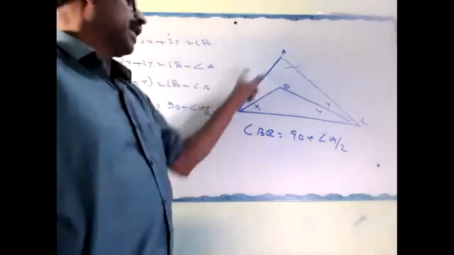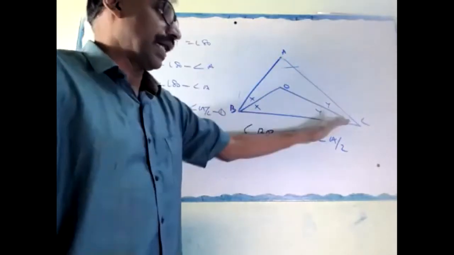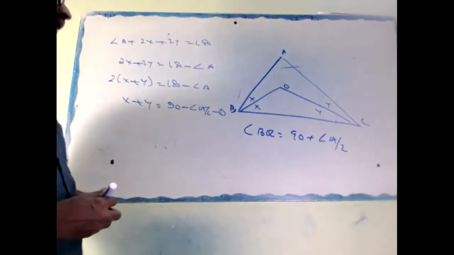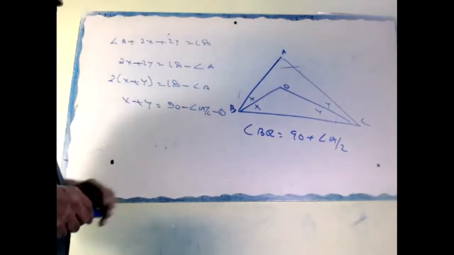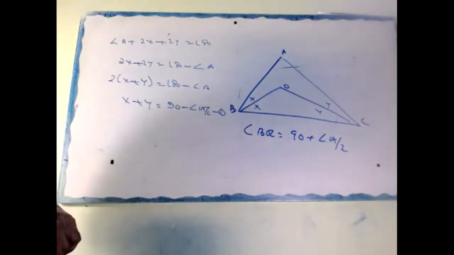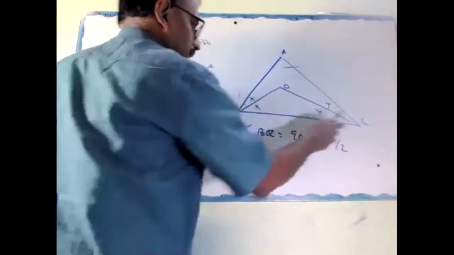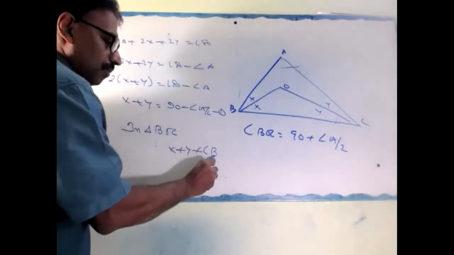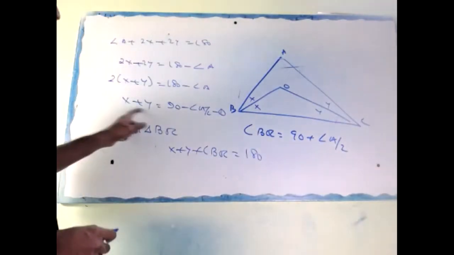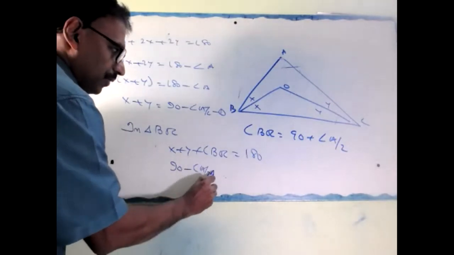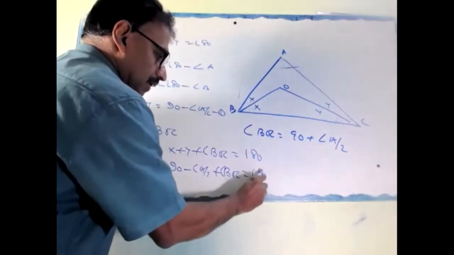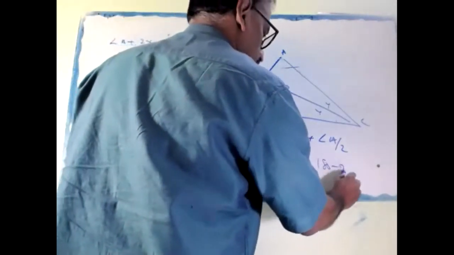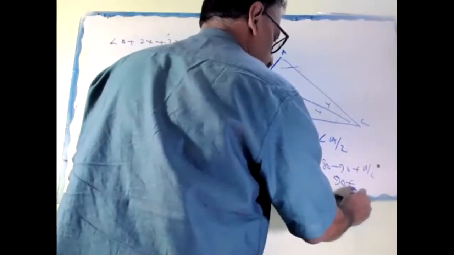Look at here. In triangle ABC, angle A plus angle B plus angle C is 180, that is A plus 2X plus 2Y equal to 180, so X plus Y equal to 90 minus angle A by 2. After that, in triangle BOC, X plus Y plus angle BOC equal to 180. Cut and paste here: 90 minus angle A by 2 plus BOC equal to 180. Therefore, BOC equal to 180 minus 90 plus A by 2, that is 90 plus A by 2.